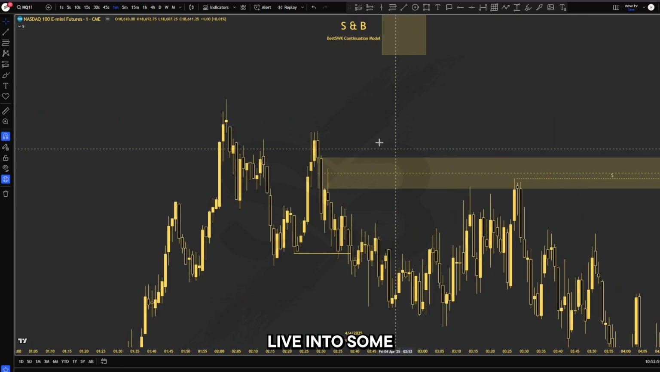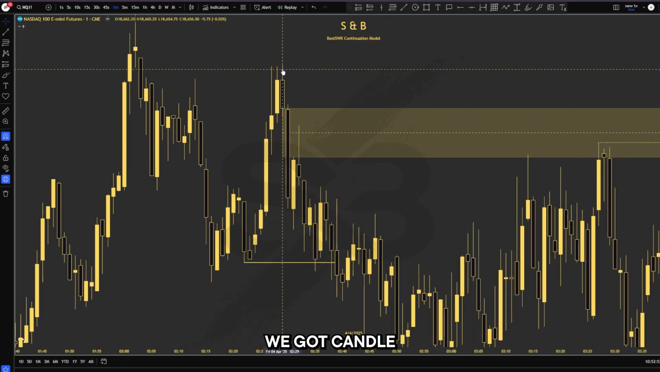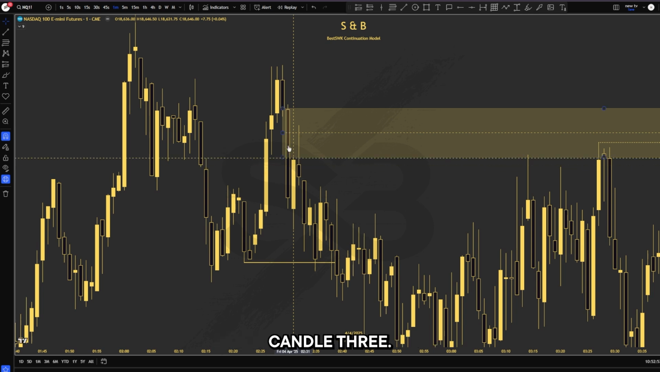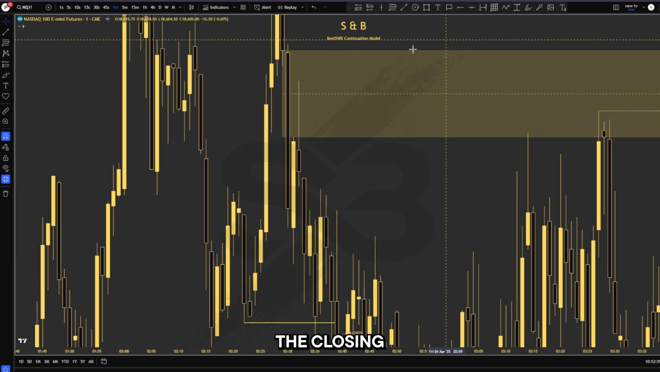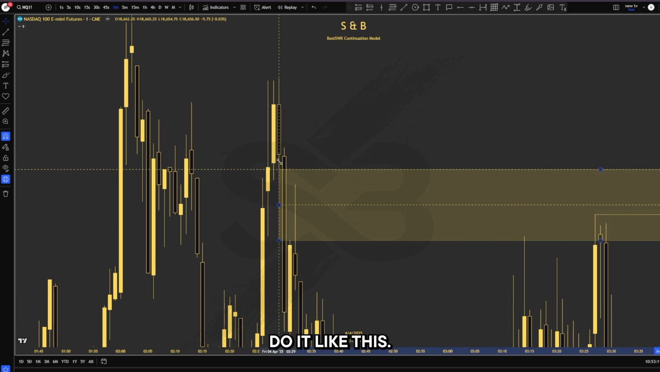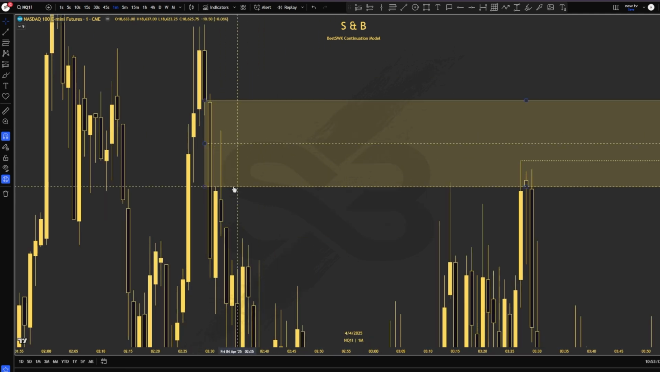Let's go live into some examples immediately. We got candle number 1 here, candle number 2 here, candle number 3. As we can see from the closing of candle number 1, which is here, there's this volume imbalance in between these 2 candles. We include that in the fair value gap as ICT taught in 2024. We no longer do it like this. We do it like so. We then put the bottom of the fair value gap on the top of candle number 3.